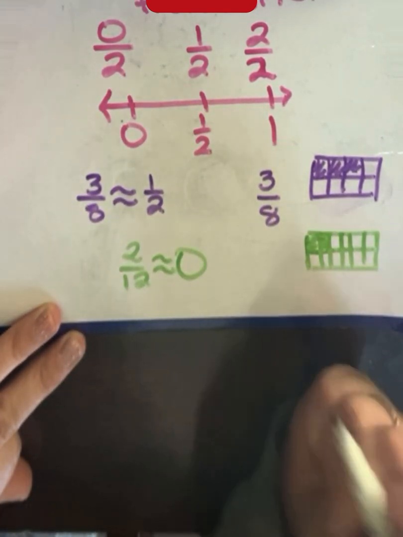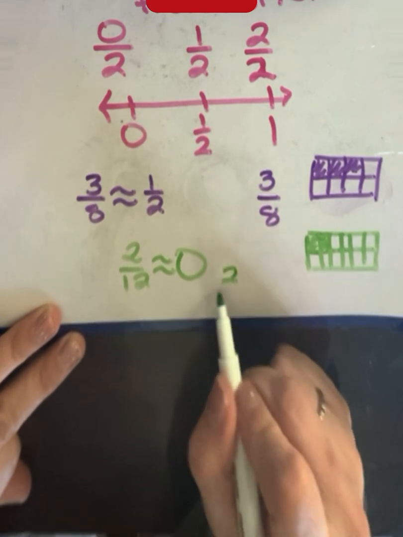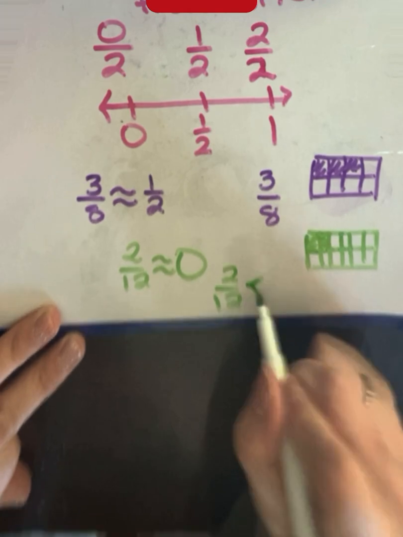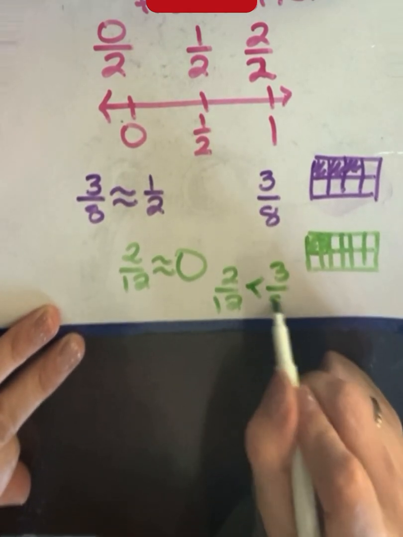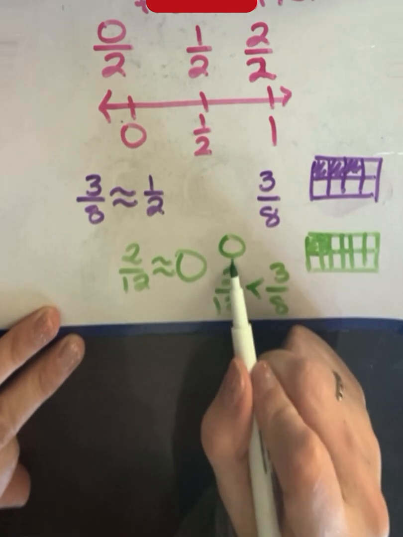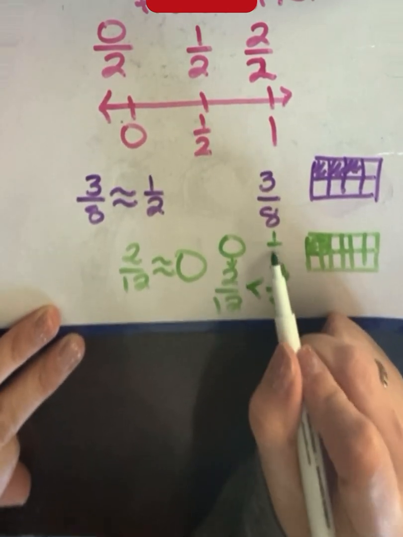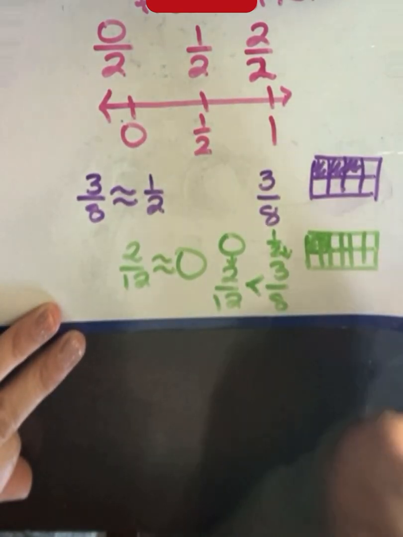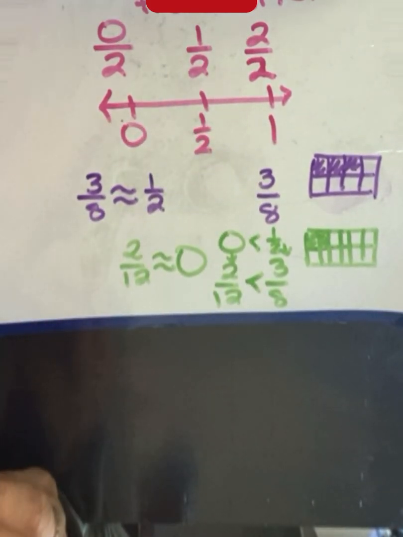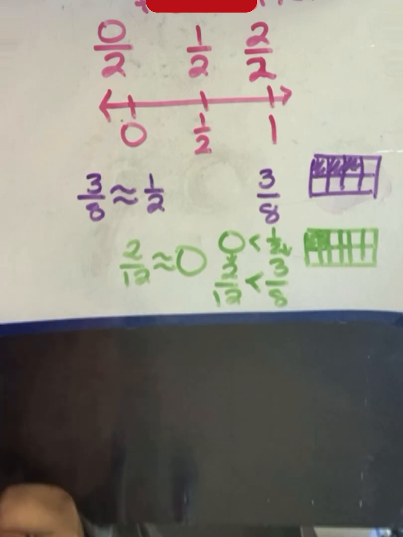So I can use that to create the statement that 2/12 is less than 3/8, because I know that this is closer to 0, whereas this is closer to a half, and a half is more than 0. So benchmark fractions are actually very friendly and easy to use.